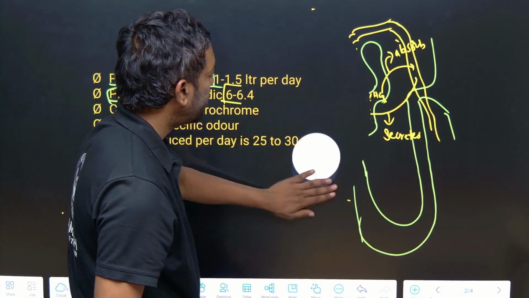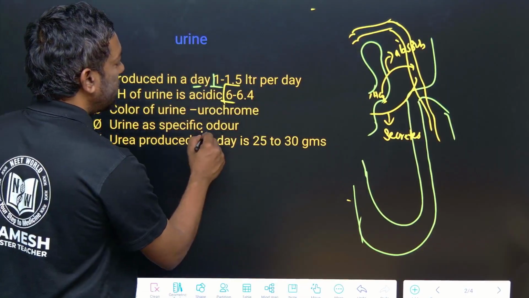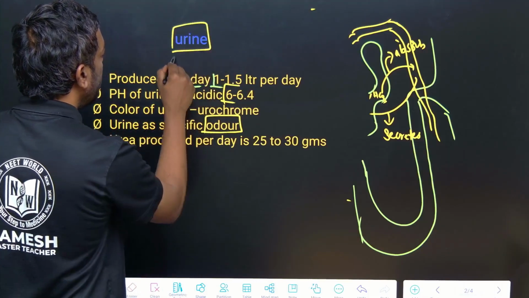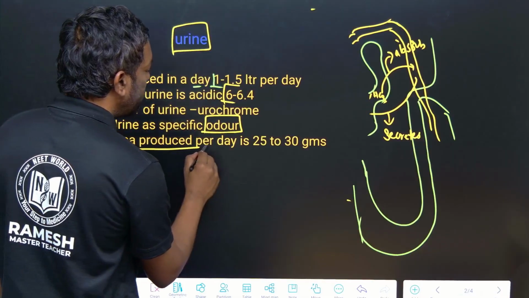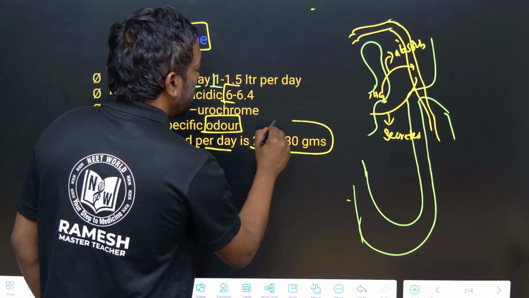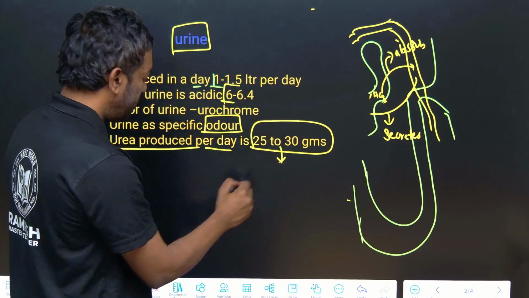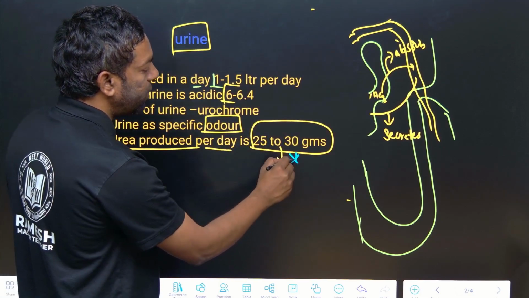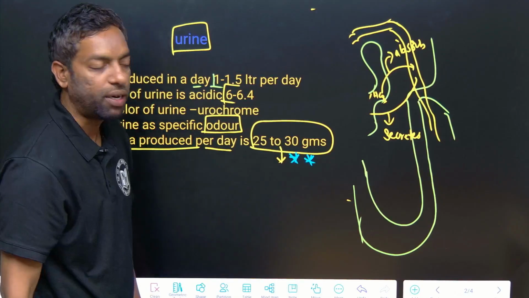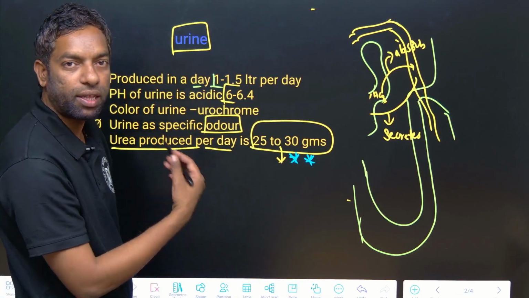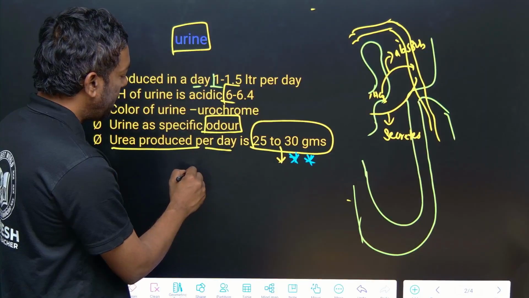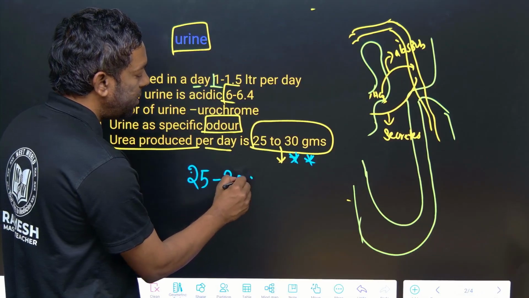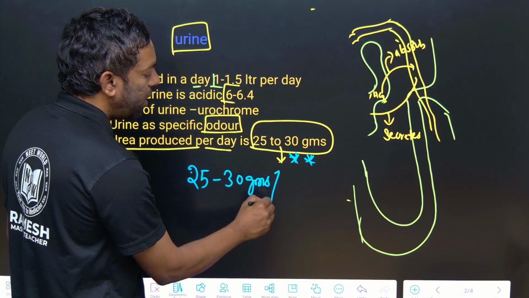Next, urine has a specific odor, and urea produced per day is 25 to 30 grams. This is the most important, guys. This is a NEET question. How much urea is produced in the urine per day? 25 to 30 grams per day.